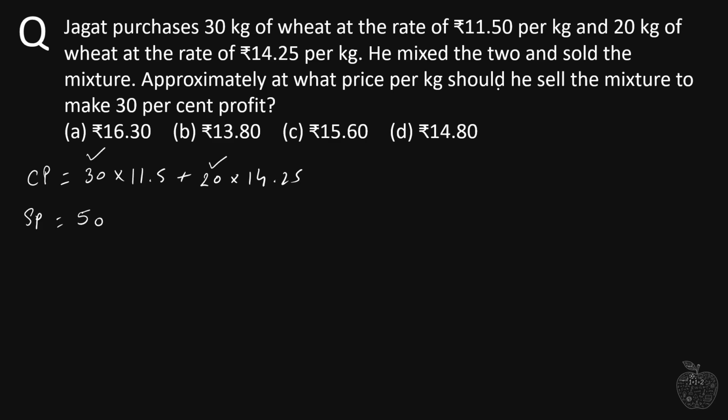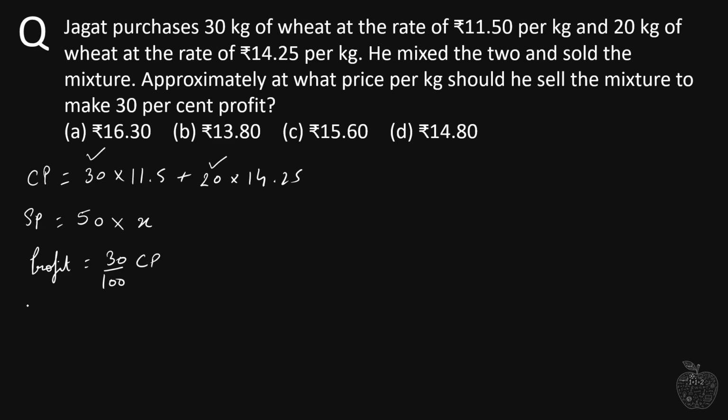Approximately at what price per kg should he sell? So let's assume that he sold this at x rupees per kg. So his selling price will be 50x. Now approximately at what price per kg should he sell the mixture to make the profit of 30%? So he needs a profit of 30%, and profit is always calculated on the cost price. So he needs a profit of 30% of this CP, right?